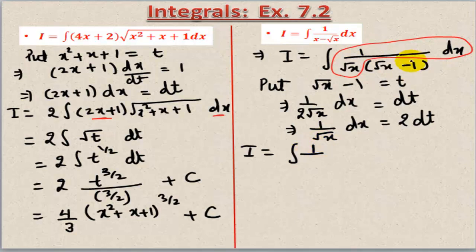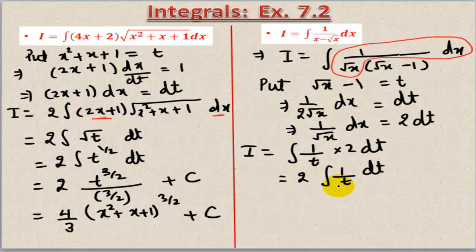And what do we have? 1 over square root of x minus 1, which is to be replaced by t, so 1 over t, and all the rest is getting converted to twice of dt. So our integral is 2 times the integral of 1 over t dt.